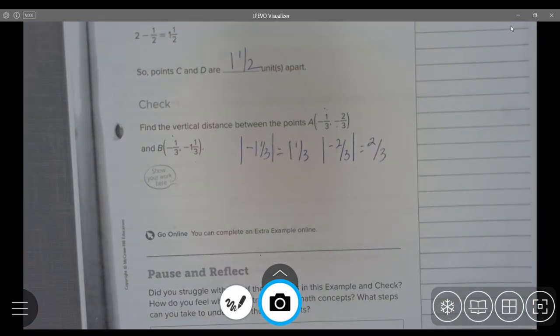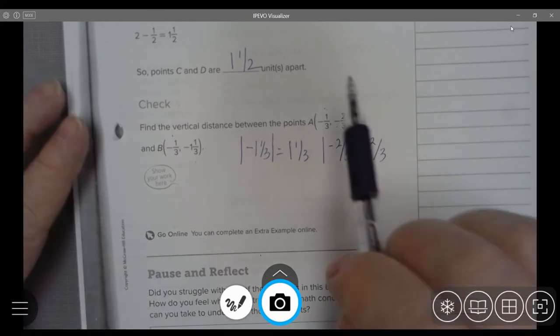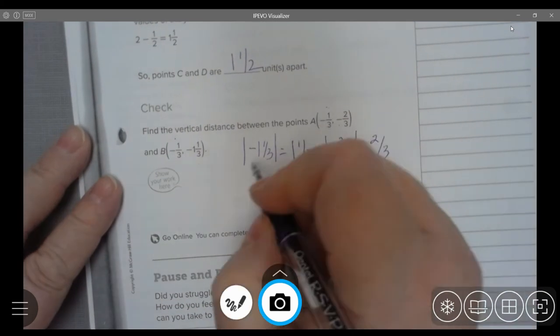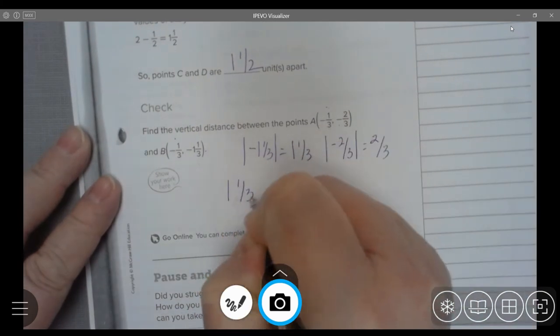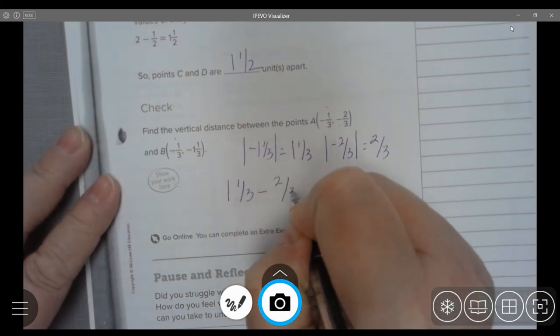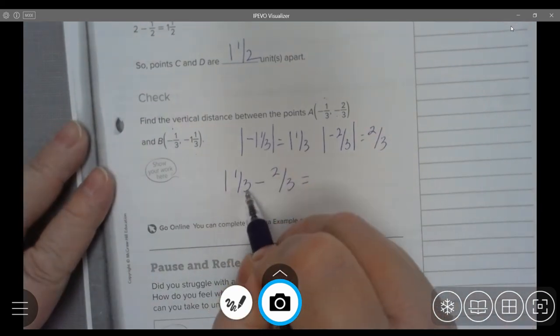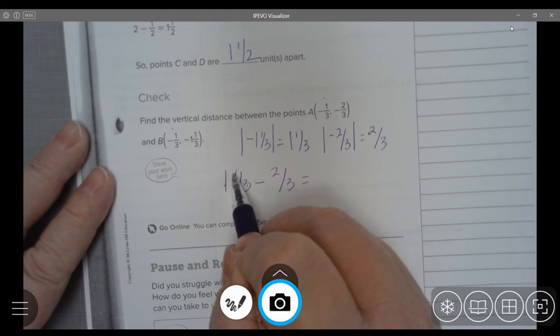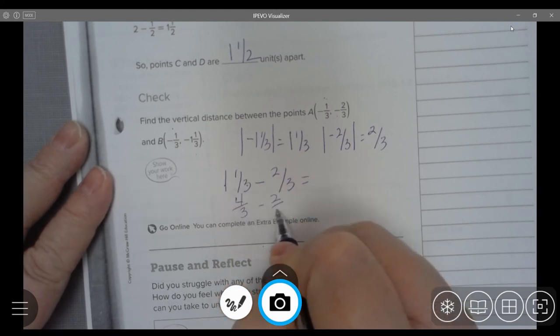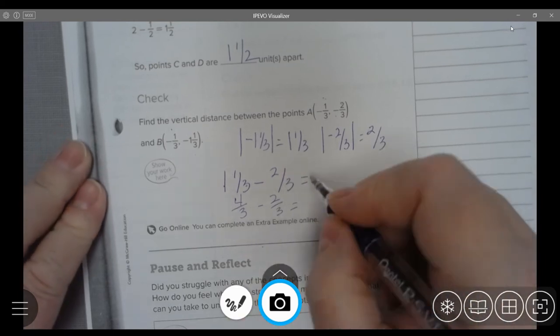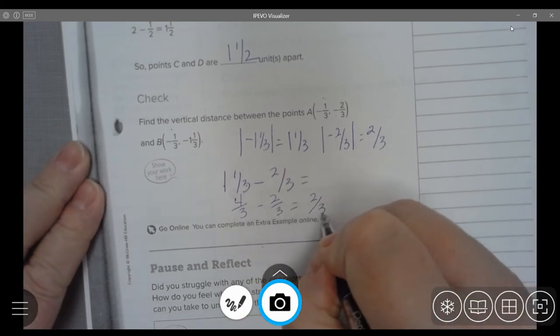So because they are in the same quadrant, remember, if they're in the same, you have to subtract. So I'm going to take 1 1/3 minus 2/3. Now, if I take a look at this, I can change this. 3 times 1 is 3 plus 1, so it would be 4/3 minus 2/3. And 4/3 minus 2/3 would be 2/3 of a unit.